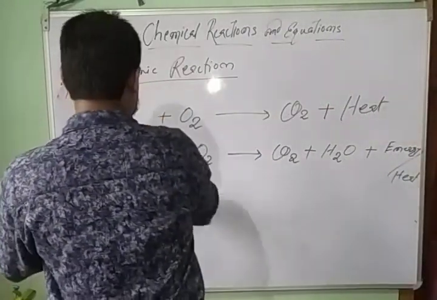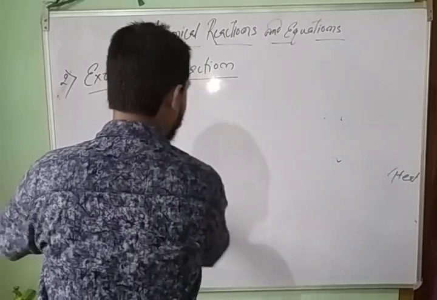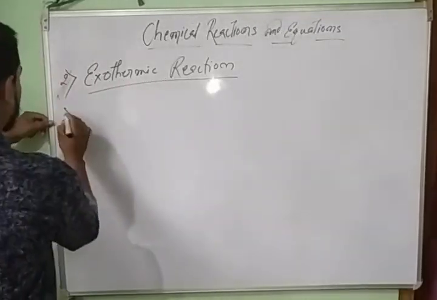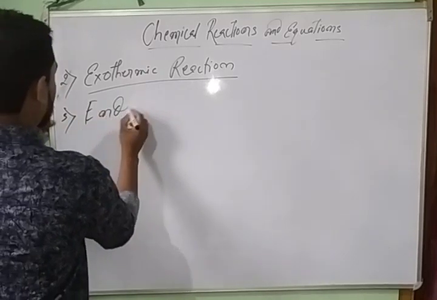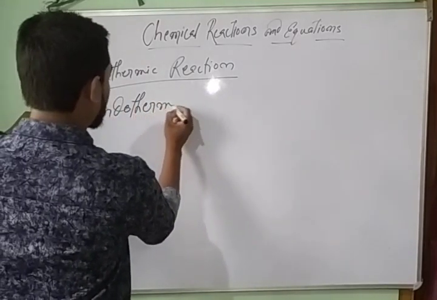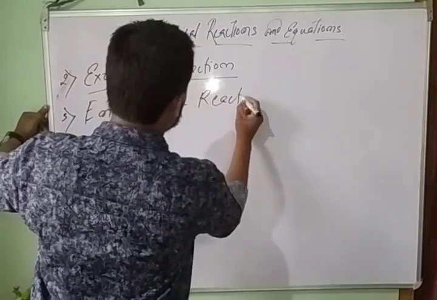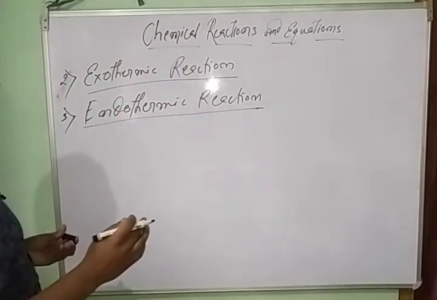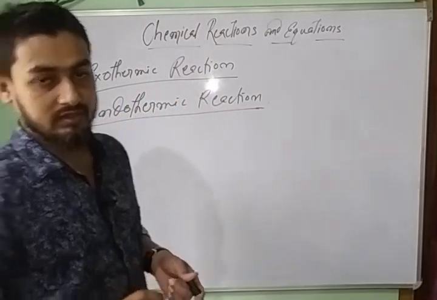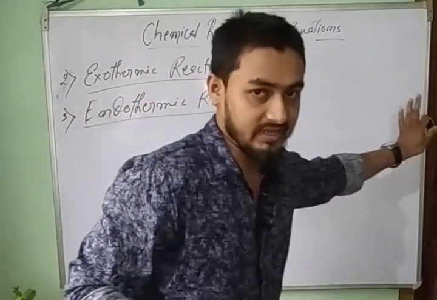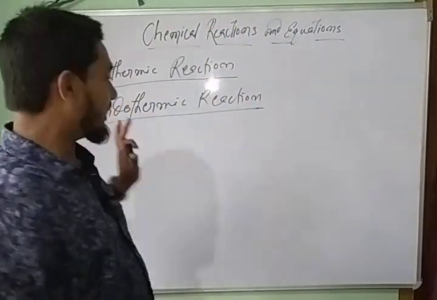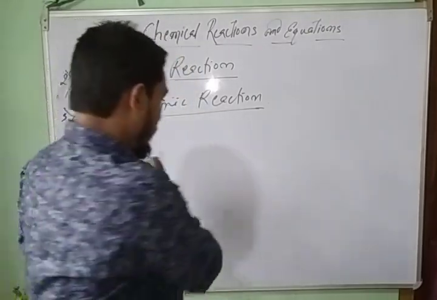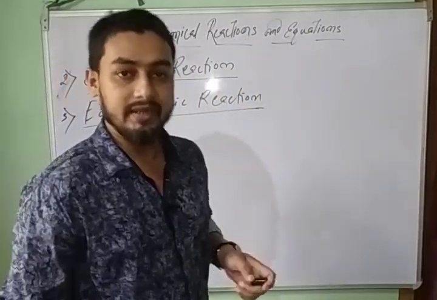Now coming to the next one. What is an endothermic reaction? Endothermic reaction is actually the opposite of an exothermic reaction. In an exothermic reaction, heat is produced along with the product, but in an endothermic reaction, heat is absorbed for the chemical reaction to occur. Heat is absorbed.